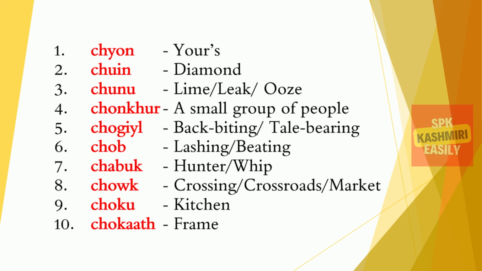Chonkhur, chonkhur, a small group of people. Chogil, chogil, backbiting or tail bearing. Chob, chob, lashing or beating. Chabuk, chabuk, hunter or a whip.